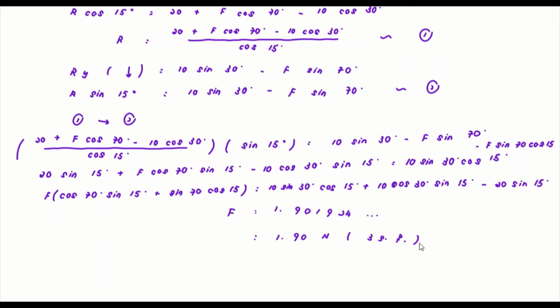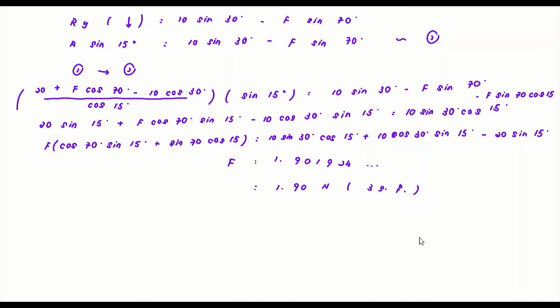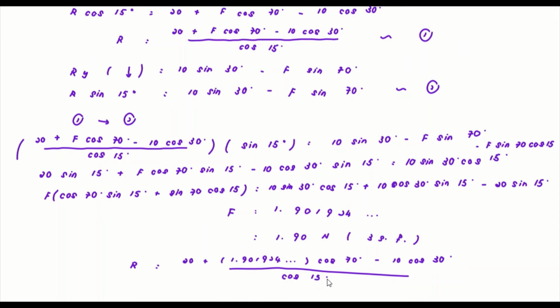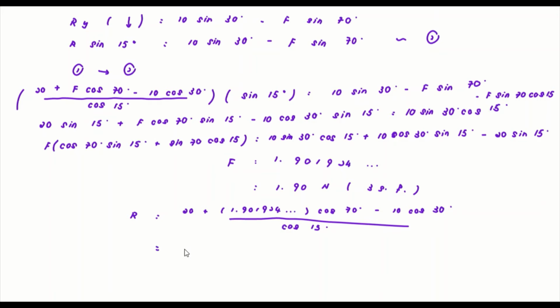After you have done this, you actually get your F ready. Now we use a random R1 to get our F, so it will be easier for us to just use the number one. So R will be equal to 20 plus... Remember the F that you are putting in is the original number. So you press your answer, then cos 70, then minus 10 cos 30 over 50. After you press it, you get 12.4 Newton in 3SF also. So this is how you solve this question.